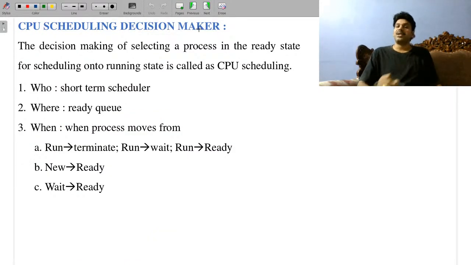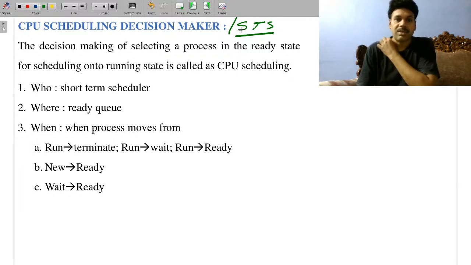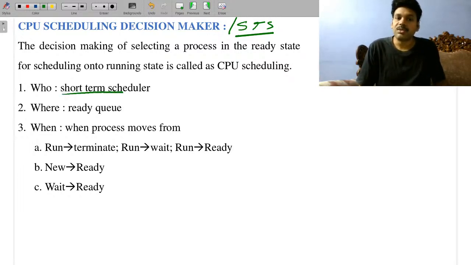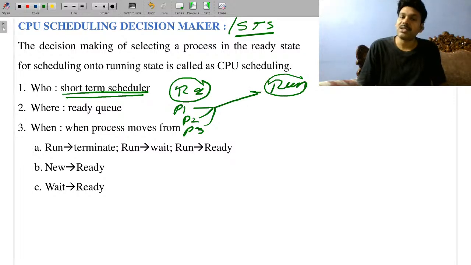So who is going to make this kind of decision? We already know that among the three schedulers, STS, LTS, MTS, only one is going to do this. That is the STS, short-term scheduler, along with your dispatcher. Now you see, the short-term scheduler is going to do this work when moving from ready queue to run state. Its main responsibility is that if there are multiple processes like P1, P2 and P3, I need to see which process to take and assign to your CPU. That is the point of CPU scheduling.